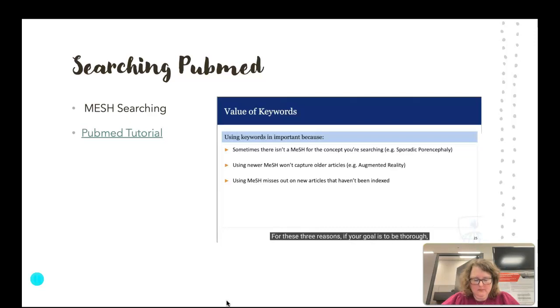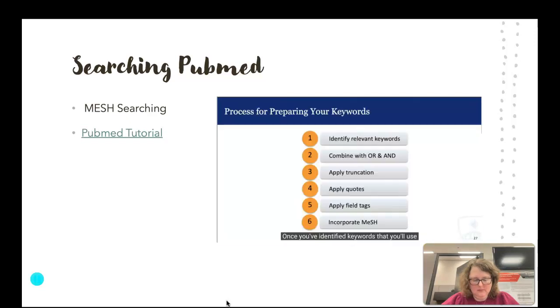For these three reasons, if your goal is to be thorough, you'll want to search using a combination of MeSH and keywords. Once you've identified keywords that you'll use in your search, you can begin applying search techniques such as Boolean operators, truncation, nesting, quotes, and field tags to these terms.